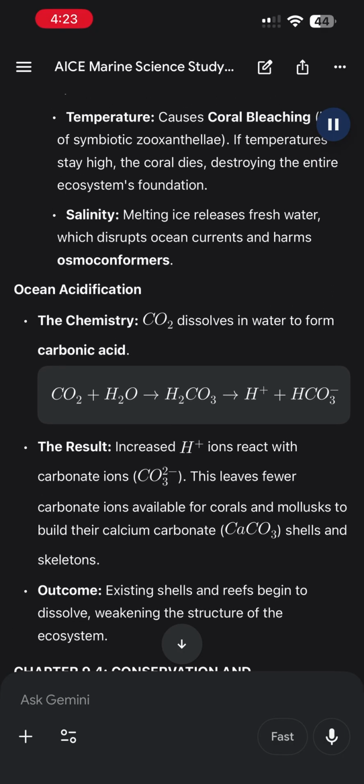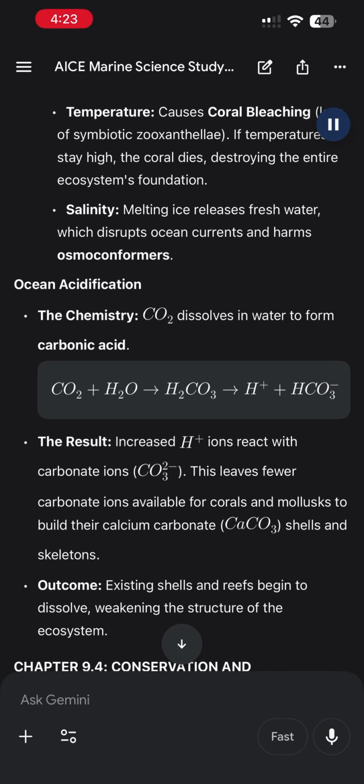Ocean acidification. The chemistry: CO2 dissolves in water to form carbonic acid. The result: increased H+ ions react with carbonate ions, CO3 2-. This leaves fewer carbonate ions available for corals and mollusks to build their calcium carbonate, CaCO3, shells and skeletons. Outcome: existing shells and reefs begin to dissolve, weakening the structure of the ecosystem.